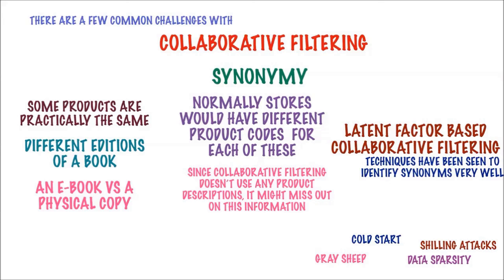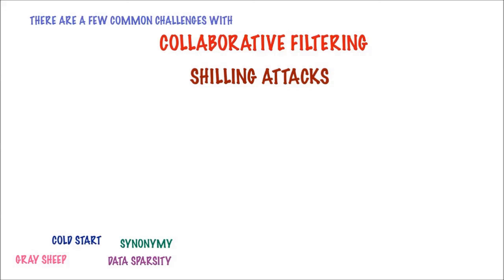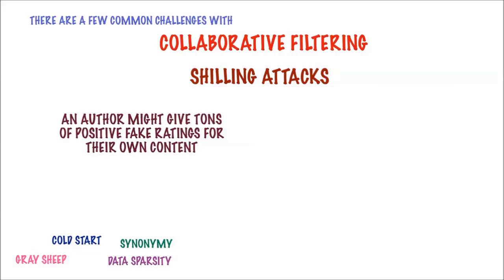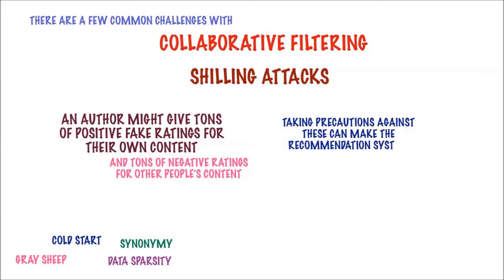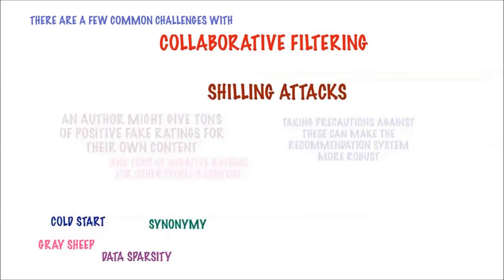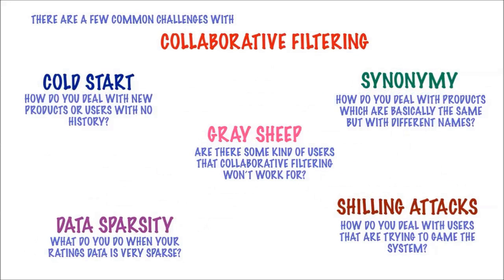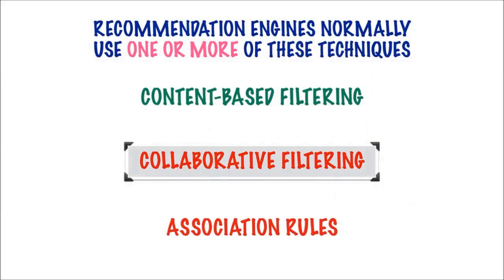Lastly, we'll just briefly touch upon shilling attacks. Shilling attacks are users who are trying to game the recommendation system. Maybe there are some authors who are giving tons of fake ratings for their own content, and they give tons of negative ratings for other people's content. Taking precautions against these makes the recommendation system more robust. If you just ignore the problem, you might end up giving importance to ratings which are fake ratings. So these are a few challenges that are commonly faced when people try to perform collaborative filtering.